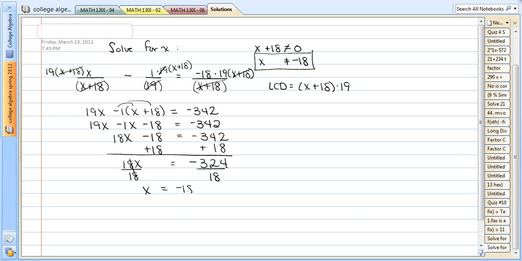that the answer is negative 18. But we said at the very beginning, x cannot be the number negative 18 as a solution. So in this problem, there is no solution.